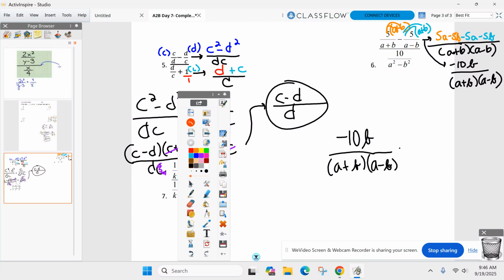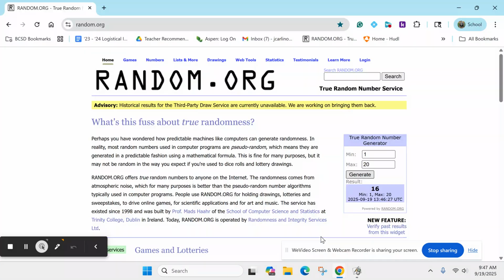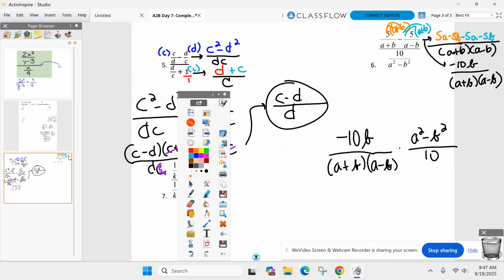And how about that 10 over A squared minus B squared? Grayson, anything you can factor? Yeah. A squared minus B squared. Go ahead. Difference of perfect squares. A plus B, A minus B. You guys are just acting like it's no big deal anymore. Which is my goal.